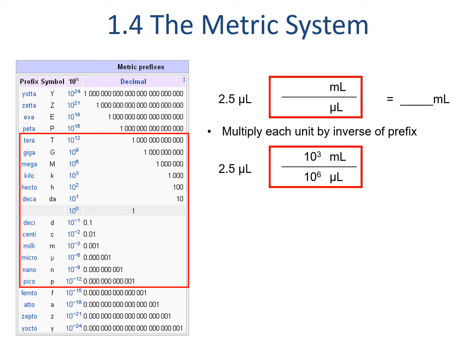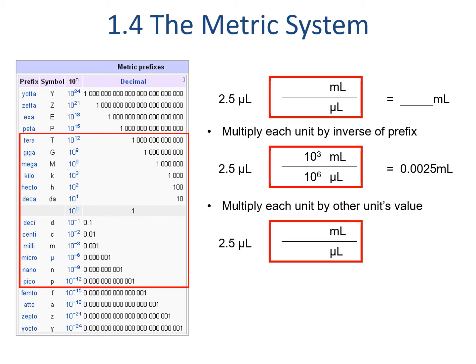So now the conversion factor has a value of 1 liter over 1 liter and will yield the correct value of 0.0025 milliliters. That's one way to do it.